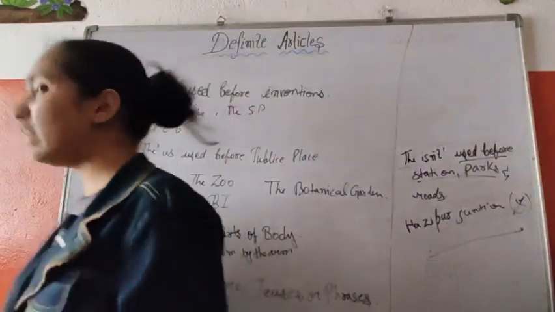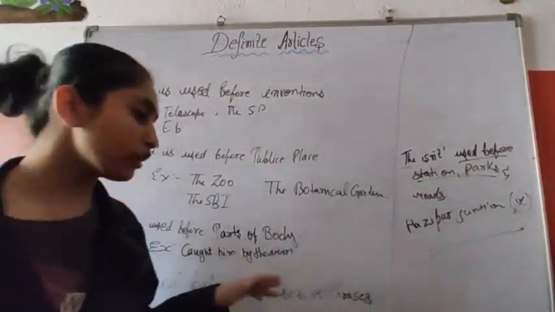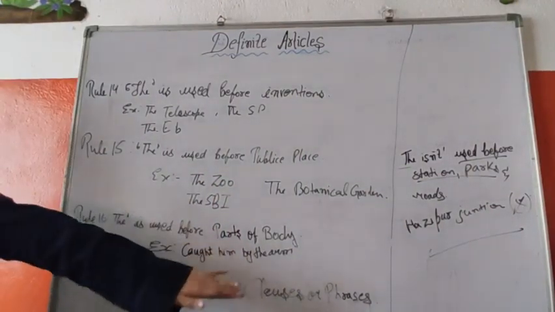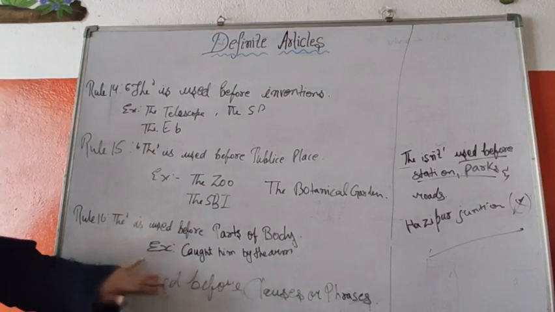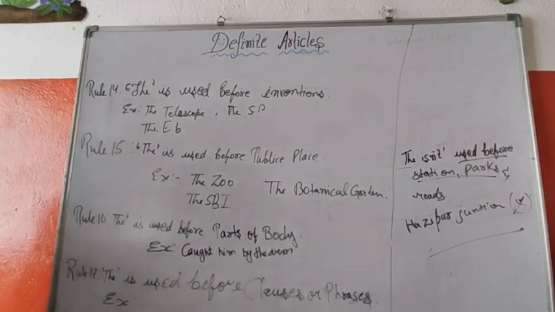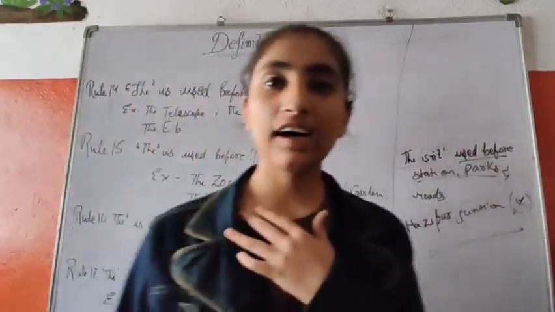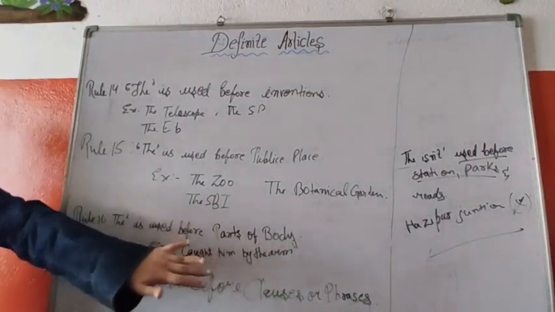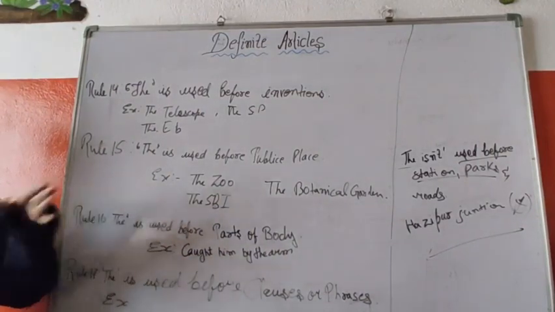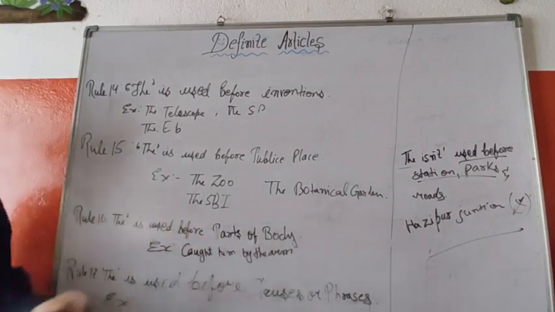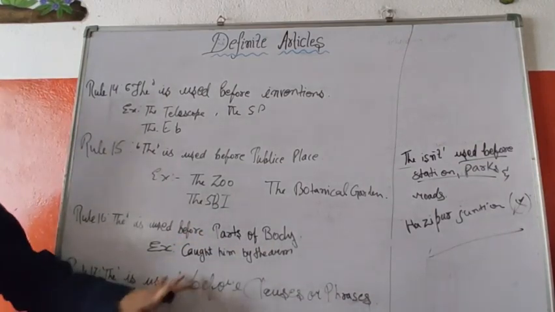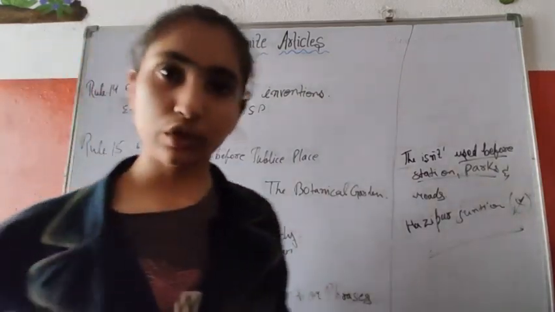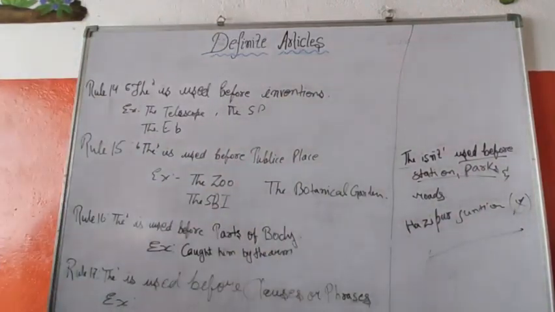So guys, let's move to our rule number 17. "The" is used before clauses and phrases. Okay guys, see over here. For example, the girl sitting in the corner is my sister. So here, the girl sitting in the corner, the girl in the corner. You saw that there are clauses. Okay guys, so "the" is used before clauses. The house in which I live is new. Now let's move to our next rule.